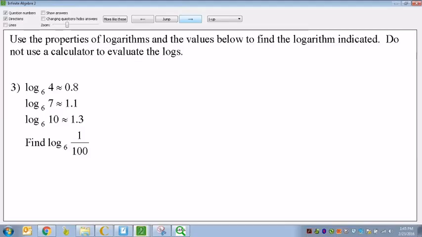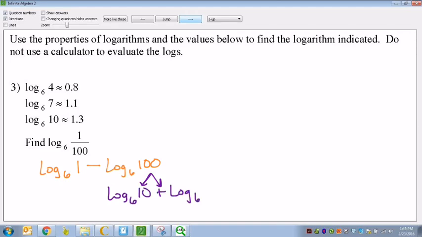So enter this problem, number 3. I have 1 over 100. My recommendation would be to change this to log base 6 of 1 minus log base 6 of 100. But you'll say, wait, Mr. Schwant, I don't see log base 6 of 100 there. What do I do? Well, can I break log of 100 down into log base 6 of 10 plus log base 6 of 10? I can break it down to that, and then I still have the minus, so I add those together, and I still have minus log base 6 of 1.